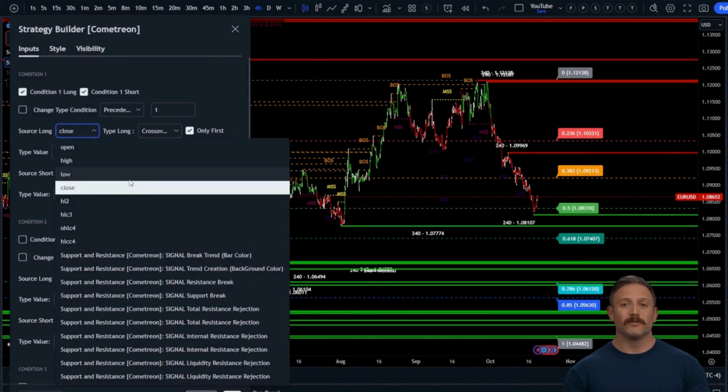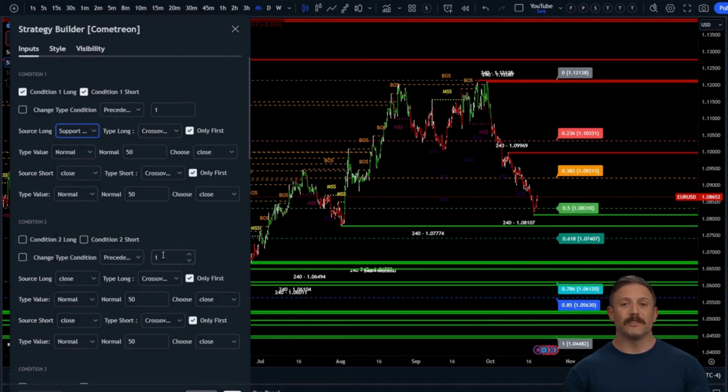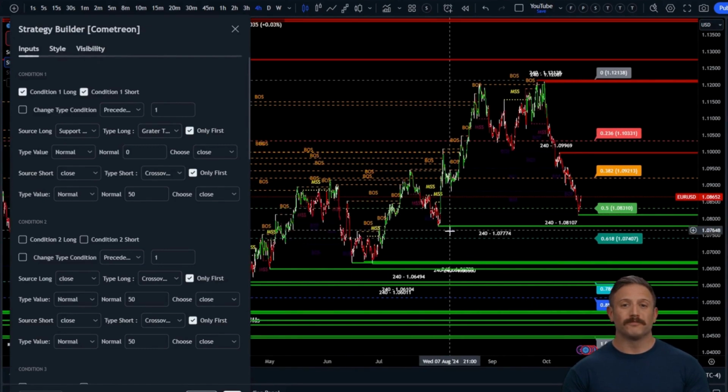For example, if you want to enter long at the trend reversal on breakouts, you just need to enter in the source long the condition, Support and Resistance Cometreon, signal break trend, bar color, and as condition greater than normal 0, so as to have a signal at each trend reversal.